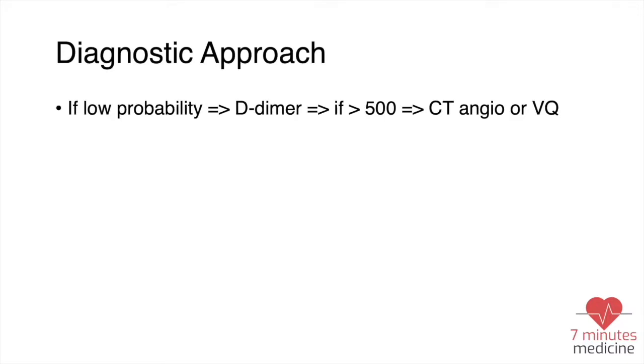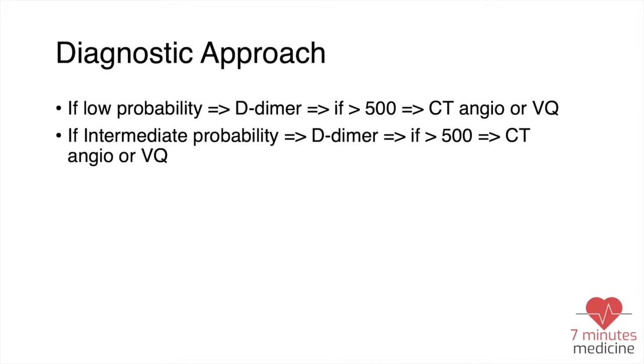So the diagnostic approach. If the low probability, like low risk, then we do D-dimer. If it's more than 500, we can do CT angio or VQ scan. And here's the thing, some literature supported the idea of using the age-adjusted D-dimer, but some other experts recommended against. So there's some controversial area.